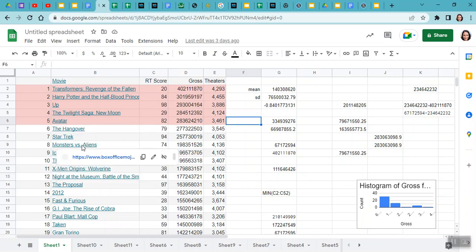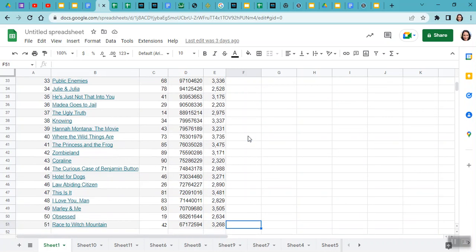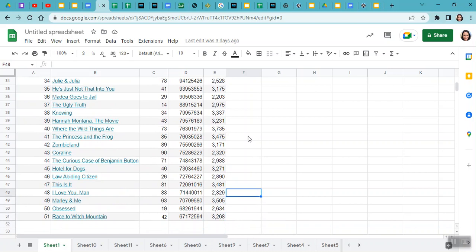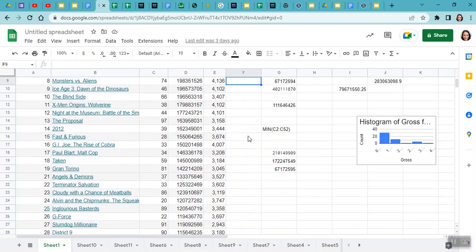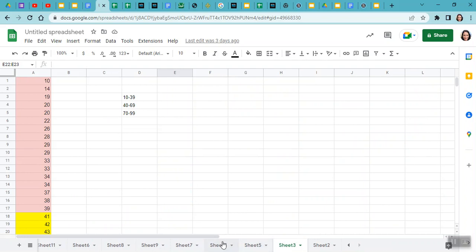So moving on, my maximum here is about 277 million, and my minimum, the bottom of my list, is 67 million. So I had to subtract those two numbers and then divide that range by 2 to figure out how to spread out my data. And let's see, this is my sheet 1. I believe next I want to go to sheet 3 or 4.